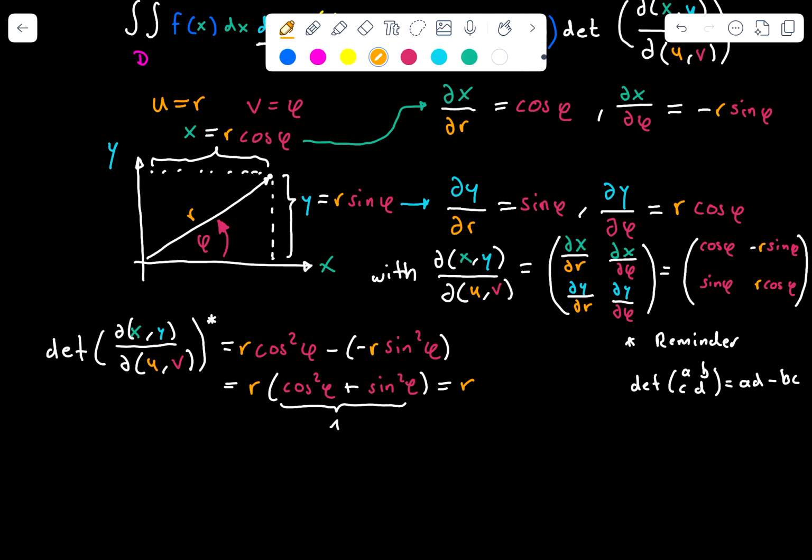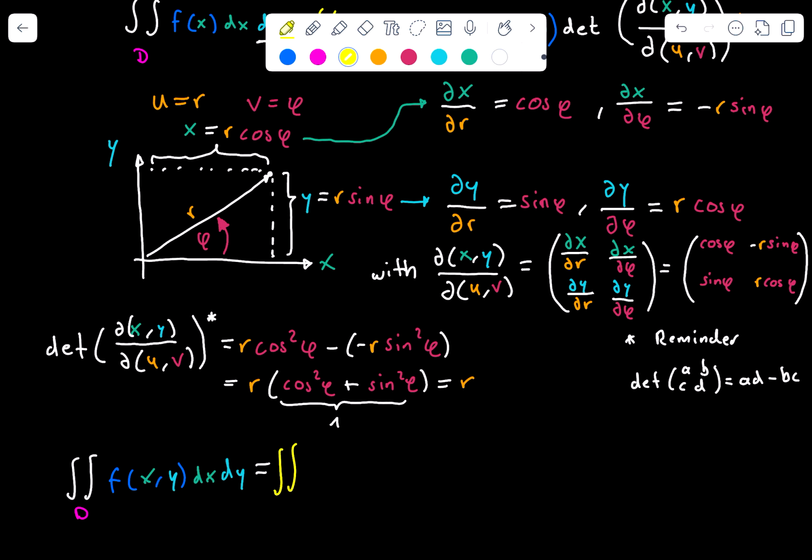Now let's apply this transformation to the double integral we started with. In Cartesian coordinates, we integrate over x and y, but in polar coordinates, we integrate over r and phi. The scaling factor we calculated from the Jacobian determinant, which is r, is included in this integral. This factor adjusts our area measurement as we switch coordinates.